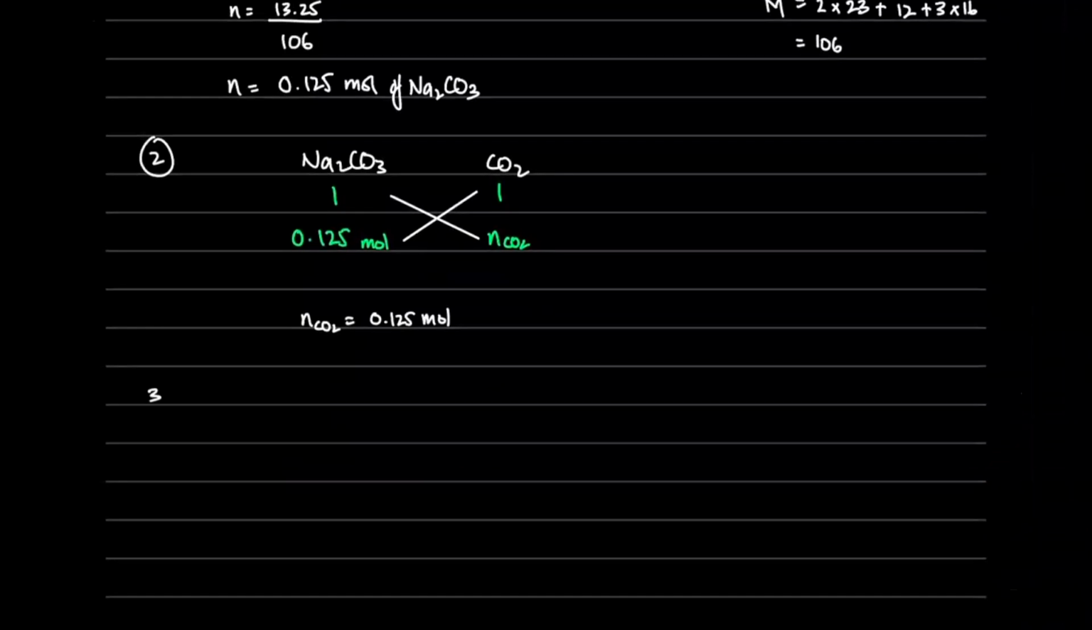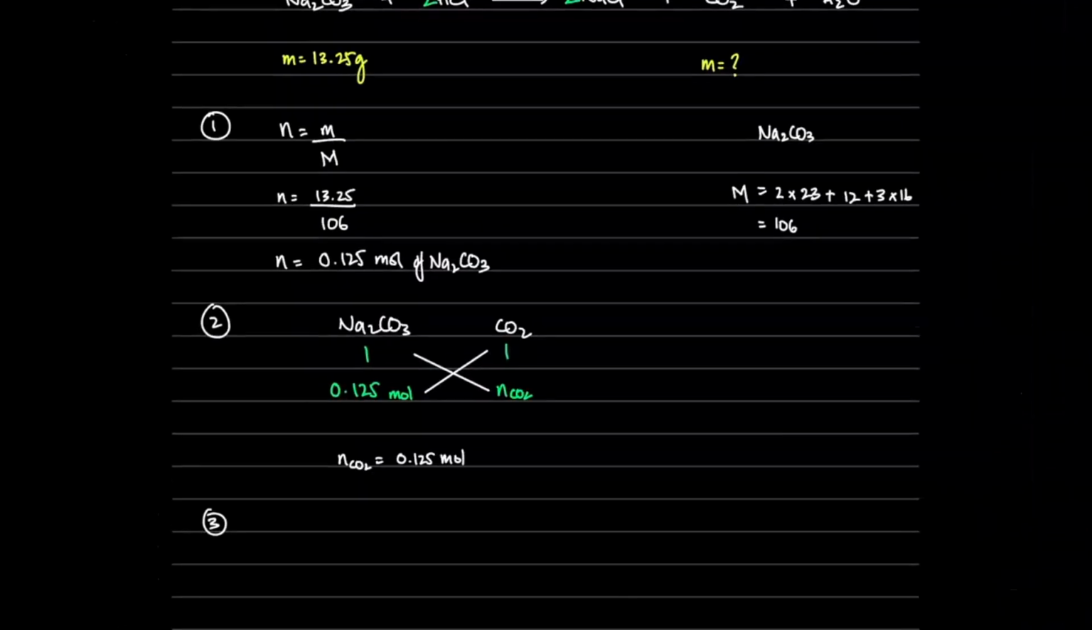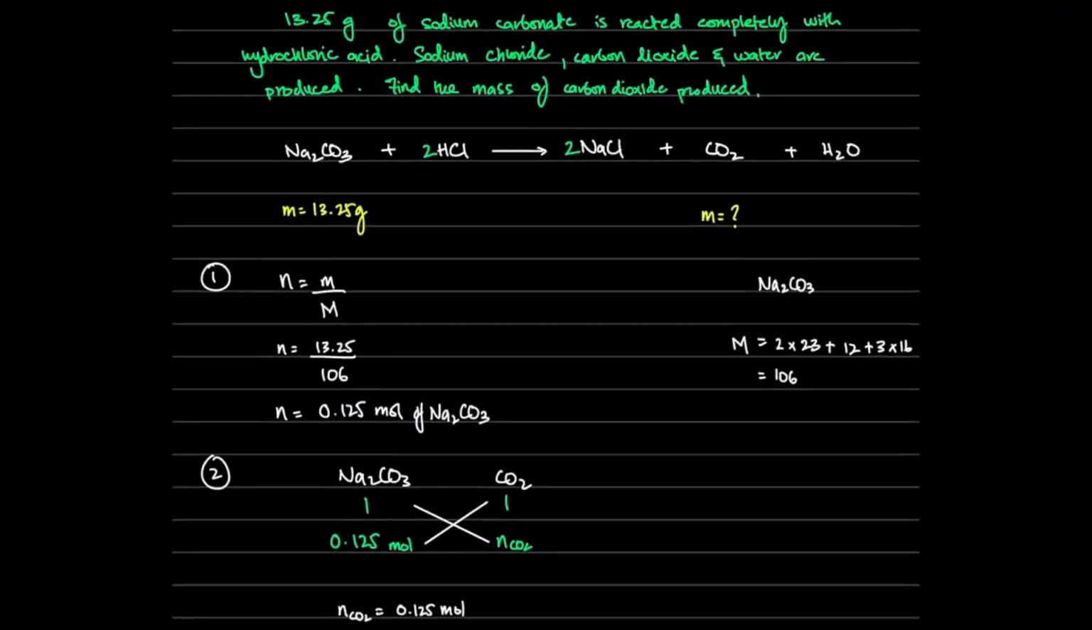And then the third step, we have to convert. So again, हमने क्या करा? First step, we found the moles of the known quantity. Known quantity क्या थी? Sodium carbonate. Second step, we use ratios to find the moles of the unknown quantity, whatever you want to find. You want to find carbon dioxide, उसके moles ढूंढो second step में. Second step में unknown quantity CO2 के हमें moles ढूंढने हैं, तो moles ढूंढ लिए.